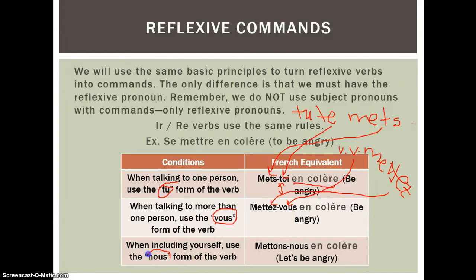Lastly, when you're including yourself, let's be angry. Again, no separate word for let's. Okay, it would have been nous mettons en colère. We get angry in a normal conjugation. So we're going to use mettons first, followed by your hyphen, and then you use your reflexive pronoun nous. Mettons-nous en colère.